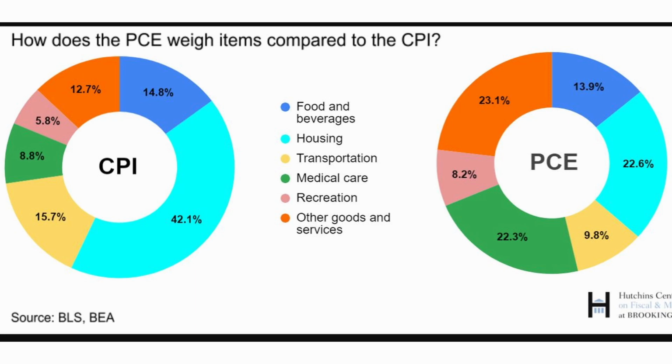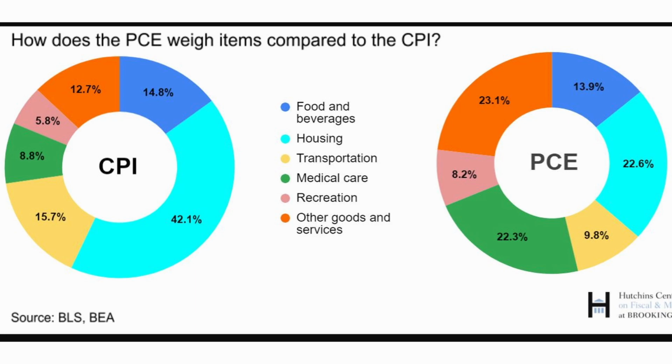So on your left, we have the consumer price index. And on the right, we have the PCE. And in the middle are the main weights. So you get your food and beverage, which is that dark blue, housing, light blue, transportation, yellow, medical care, green, recreation, that pink, and then other goods and services is in that orange.